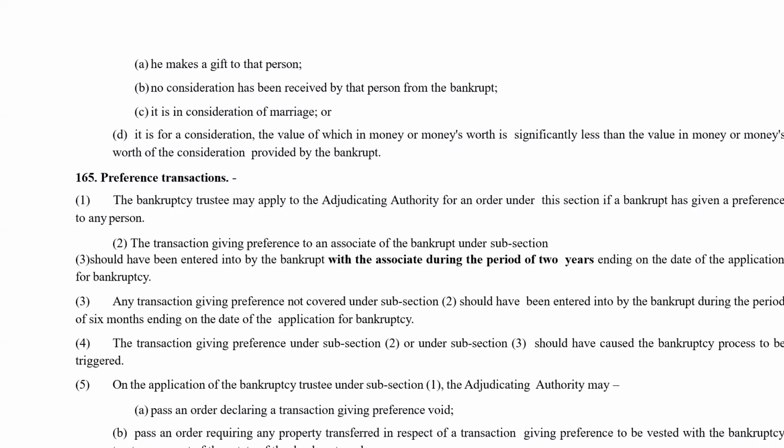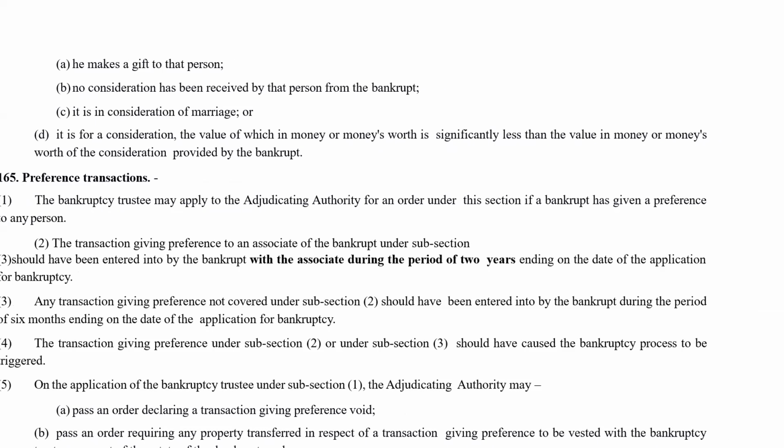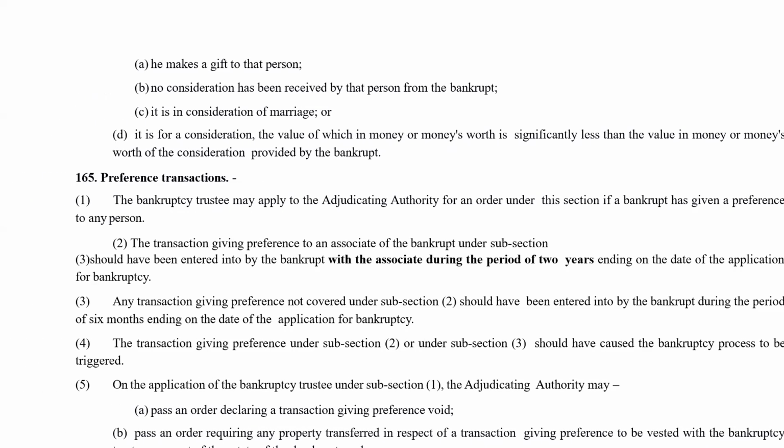Preference transactions. Similar to section 43, the bankruptcy trustee may apply to the adjudicating authority for an order under this section if a bankrupt has given a preference to any person. ठीक है? और preference क्या है? It is 2 years ending on the date of application.